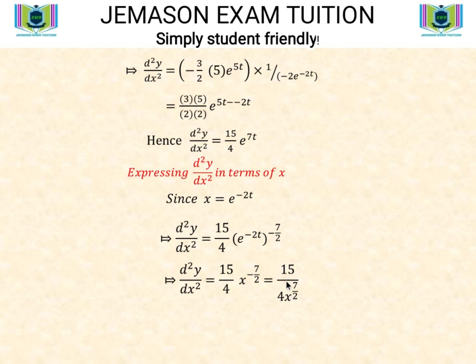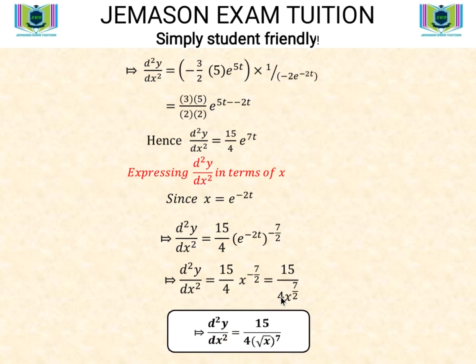So finally d squared y over dx squared in terms of x will be 15 all over 4 x to the power 7 over 2, and we can further simplify by looking at 4x to the power 7 over 2. We note that x to the power 7 over 2 is the same as x to the half raised to the power 7, and x to the half is the same as the square root of x. So we can also express the answer in the simplest form as d squared y over dx squared equals 15 all over 4 into the root of x raised to the power 7.